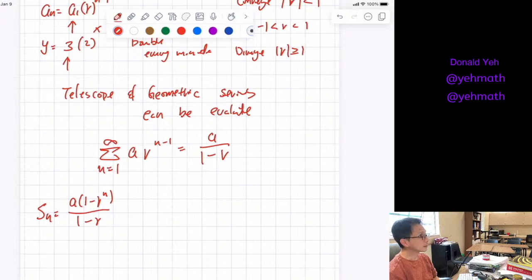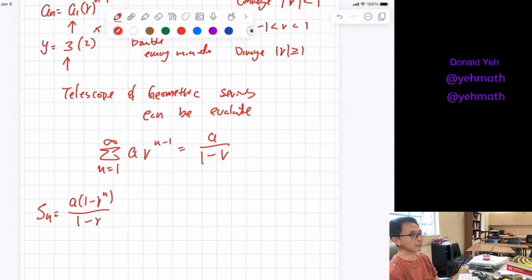Okay. Have you seen this before? 1 minus r to the n over 1 minus r. Actually, Kelly might have seen this equation before. College algebra. No? Don't remember? Geometric series? No? Okay. So this is the formula that I will assign for the worksheet.